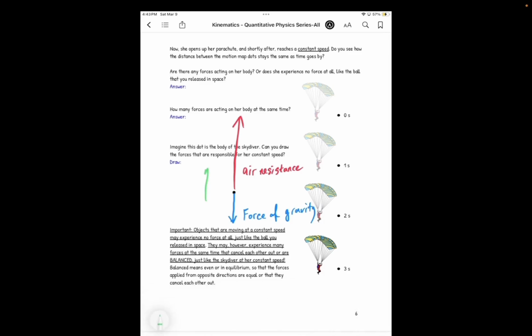Upward? It would be upward, right? So if the person is moving down and is experiencing a force upward, it would slow down. Very good, as you said before. So that's very good. Good job.